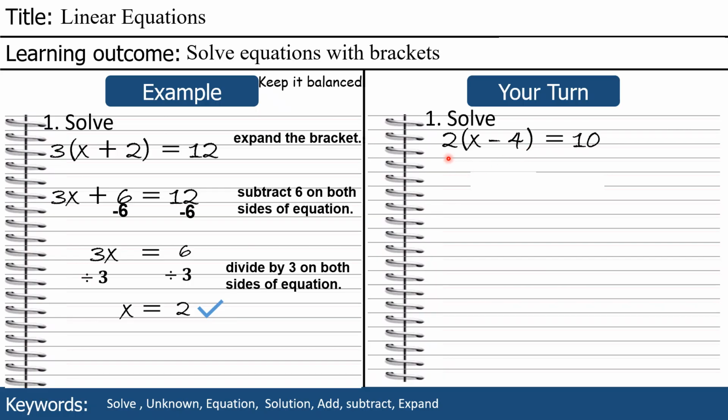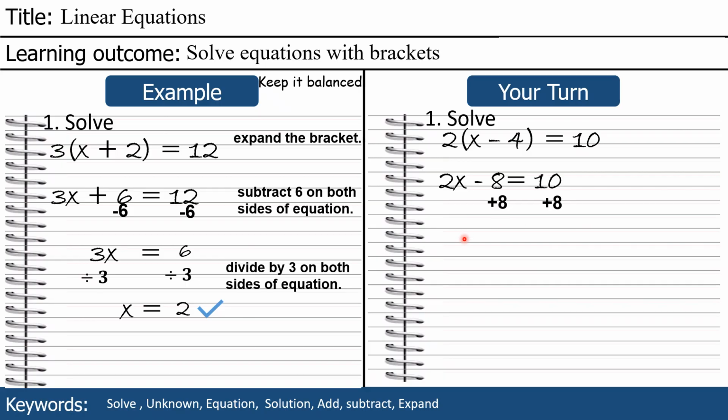Therefore, 2 multiplied by x is 2x. Then 2 multiplied by 4 is 8. Therefore, 2x subtract 8 equals 10. And then we undo subtracting 8, and that is adding 8 on both sides of the equation. So on the left hand side of the equation we add 8, and on the right hand side of the equation we add 8 as well.